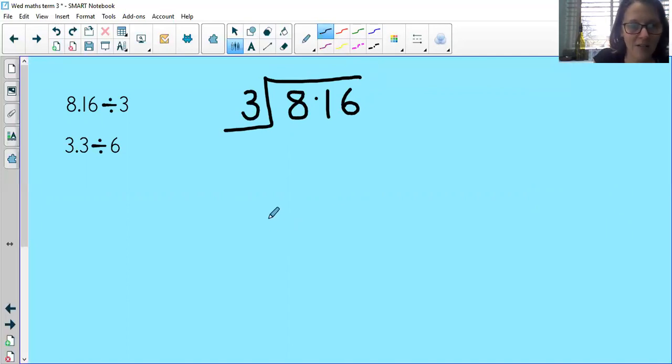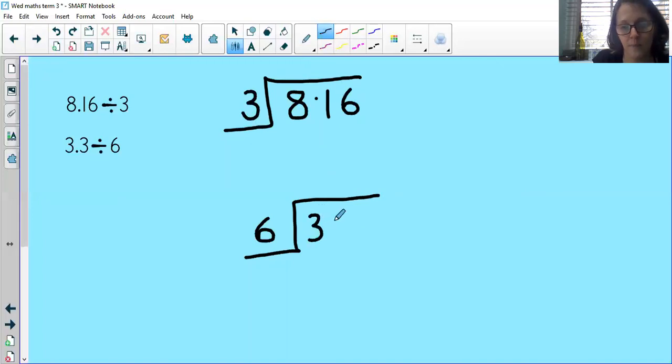And our second calculation, I wonder how you got on with this. I might have a tip to help you with this one. How many times does 6 go into 3.3? Okay. So, where do we start with this one?